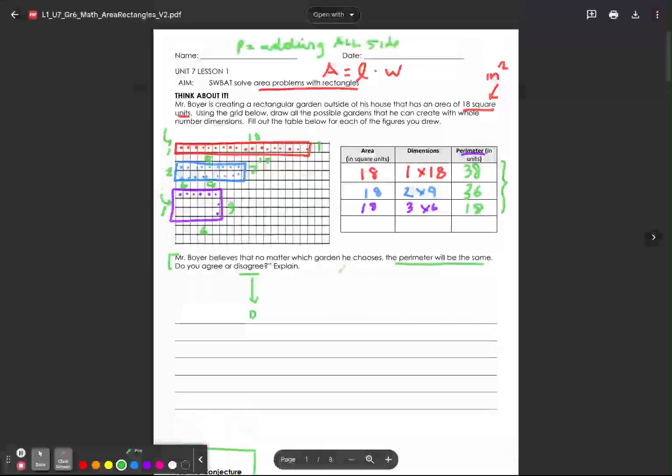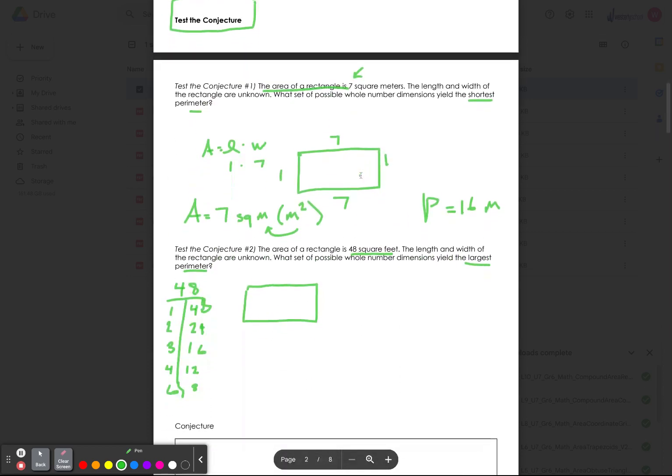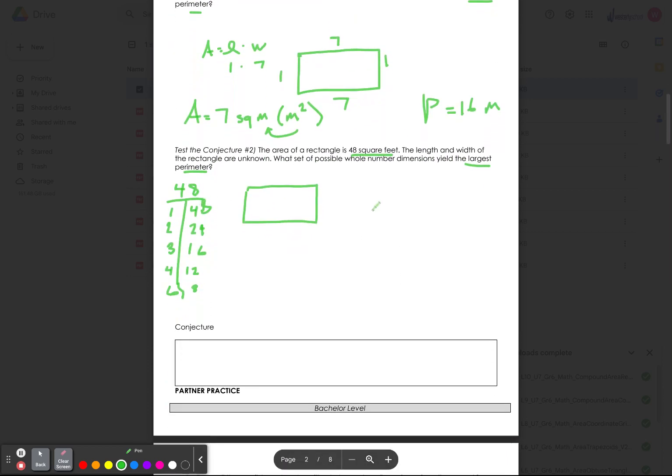Well, if we go back to our think about it question, we recognize that the largest perimeter usually is going to be whatever you are multiplying times 1. But let's go ahead and check to see if that's true. Perimeter would be you add all the sides. So if we had 48 and then 1, 1, that would be 48 plus 1 is 49, and then 48 plus 1 is 49. So 49 times 2 will give us 98.